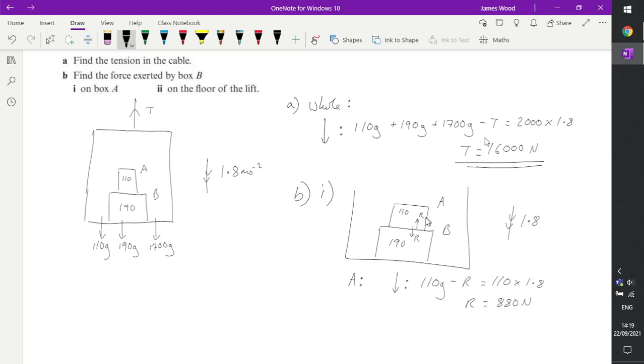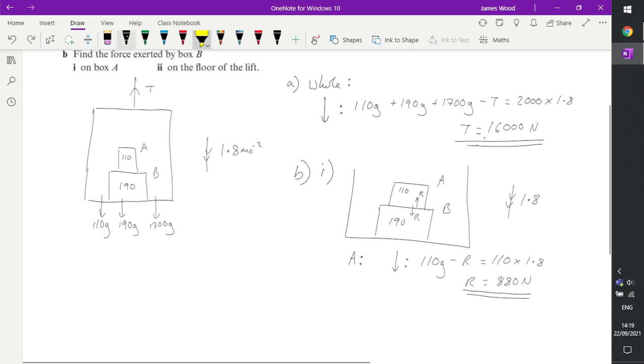And the R upwards would be the same as the R downwards, like we discussed, because they're not going through each other and one's not floating away from the other. So that's the answer there. It asks for the force from box B on box A. So I suppose technically there's an upwards force here, so you could say 880 newtons upwards.